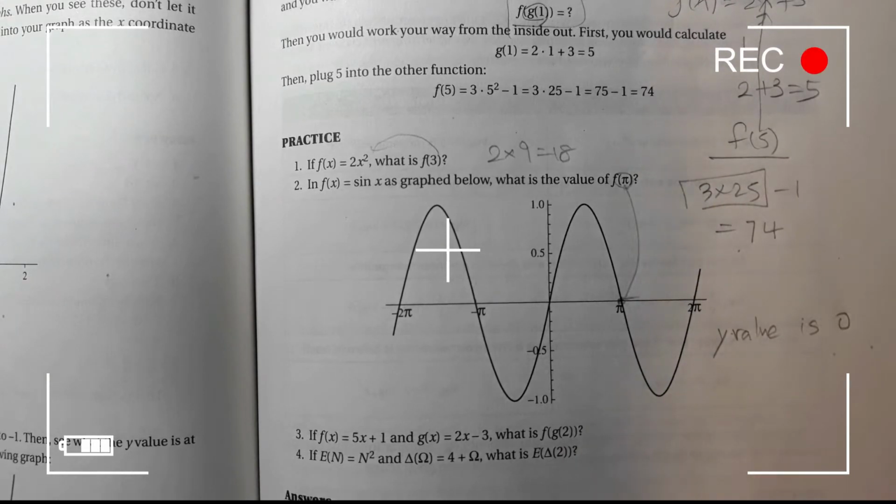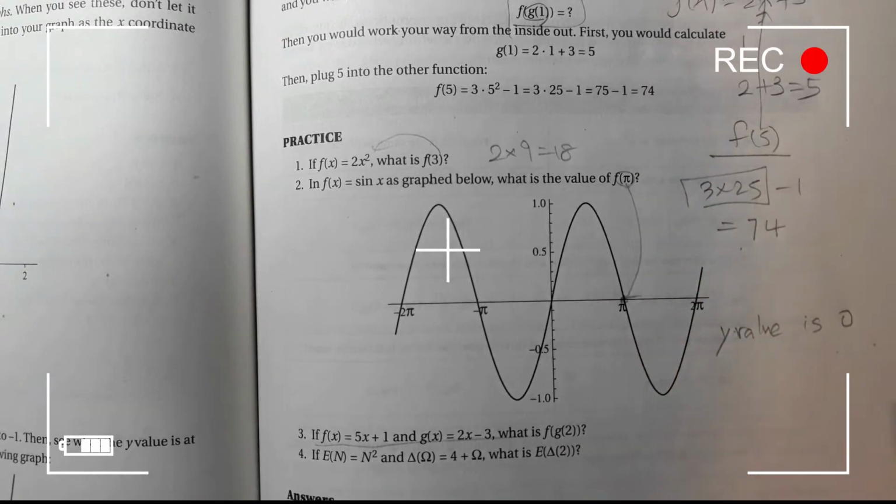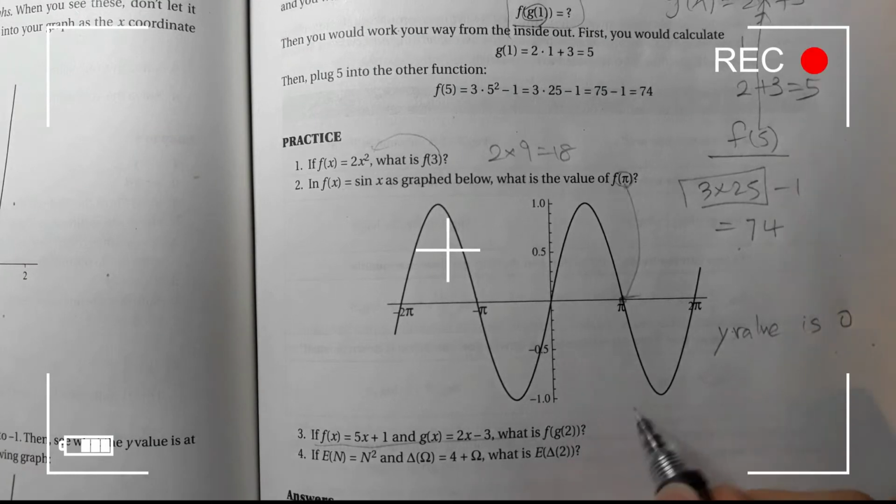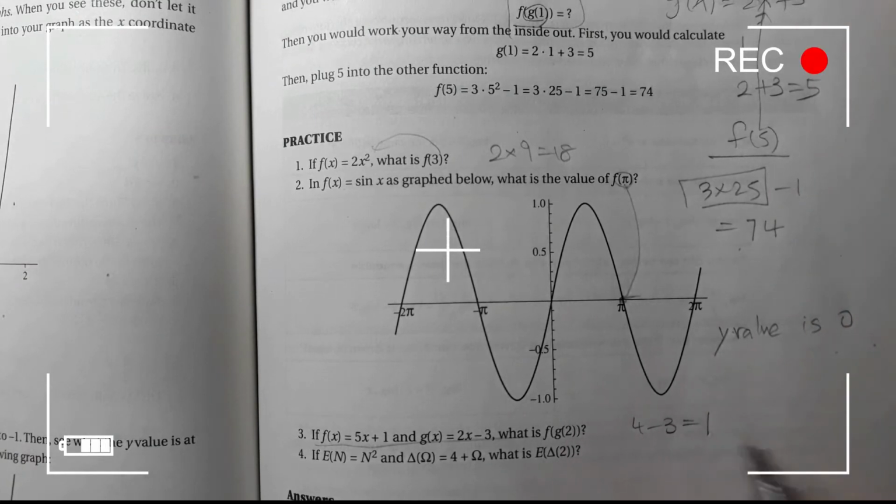Okay, number 3: if f(x) equals 5x plus 1 and g(x) equals 2x minus 3, what is f(g(2))? Okay, first we plug 2 into the g function, which is 4 minus 3, which is 1, and we plug this 1 into the f(x) function, which is 5 plus 1, which is 6.